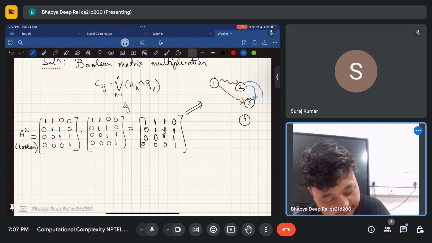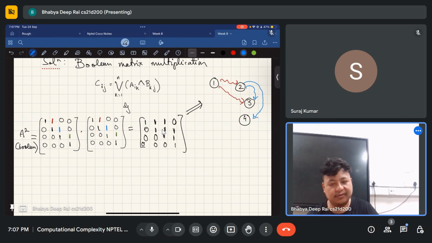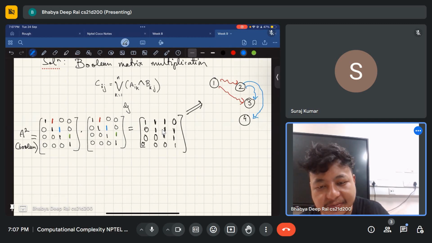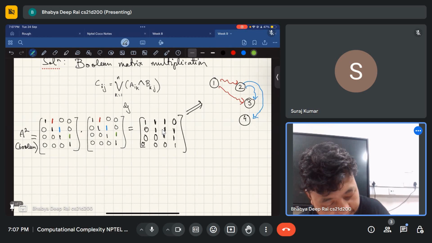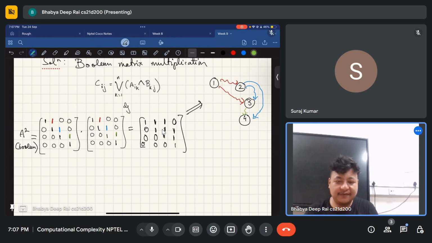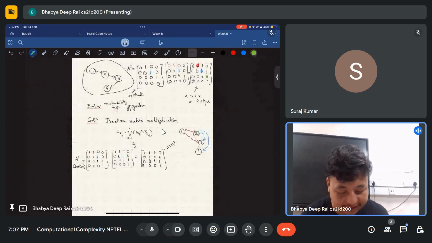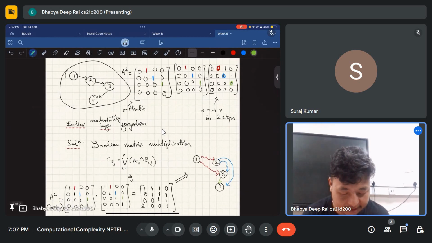2 can reach 4 also. And 3 can reach itself as well as 4. And 4 can reach itself. Now look at the original graph and what we've obtained now.